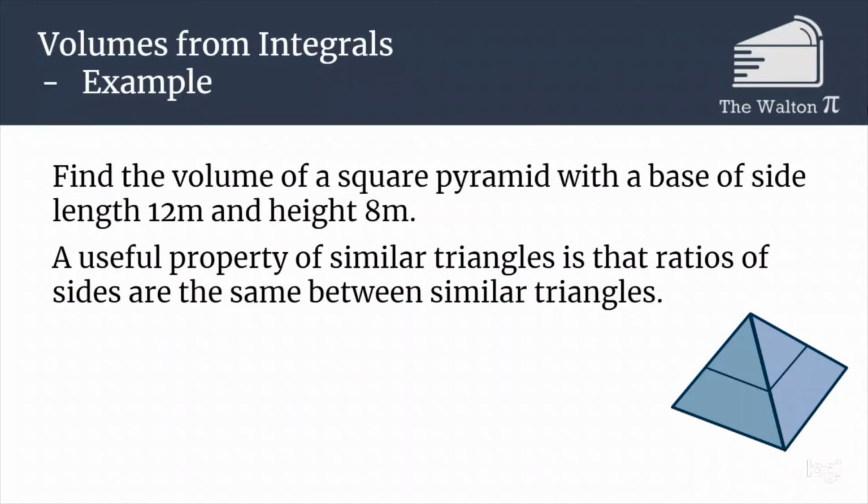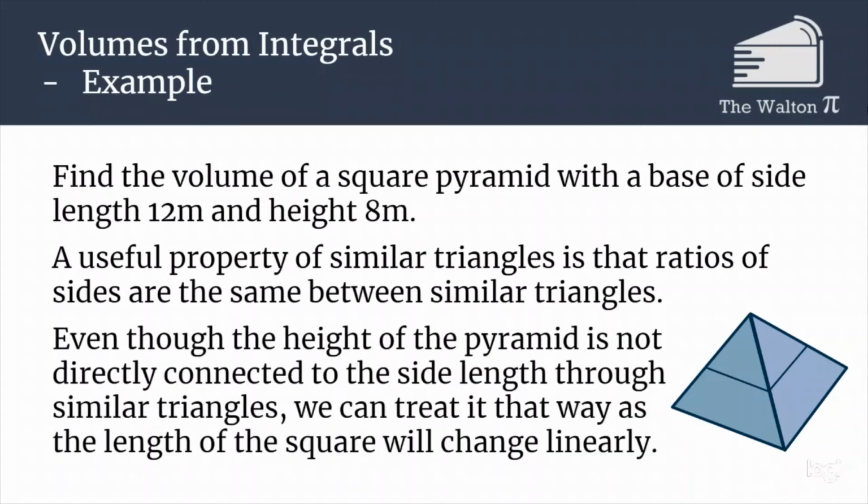The way that we're going to approach it using similar triangles is that similar triangles have the same ratios of different sides. And so if we can set up a system of similar triangles here, that's going to give us a way that we can find the ratios between the different sides that we would need. Now, even though the height of the pyramid is not directly connected to the side length through similar triangles, we can treat it that way as the length of the square is changing linearly, and there's a system of similar triangles that would get it to that point.